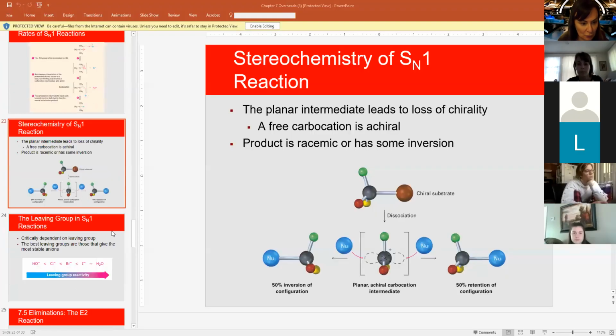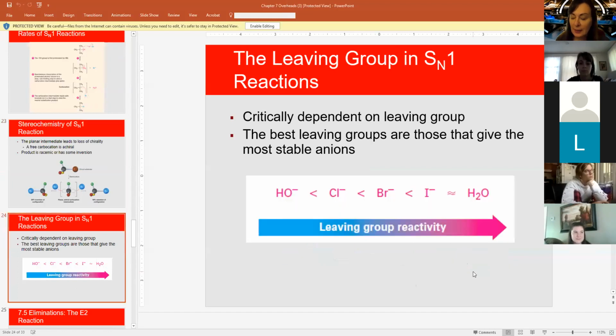So, next thing I wanted to talk to you about was the leaving group, okay? Leaving groups are still very important in the SN1 reaction. If your leaving group does not want to leave, you're going to be unable to complete your reaction. So you can see how that's going to be very important. The best leaving groups are those that give the most stable anions. That's another way of saying, if you have something that is very, very electronegative, that's going to be a bad leaving group, okay?